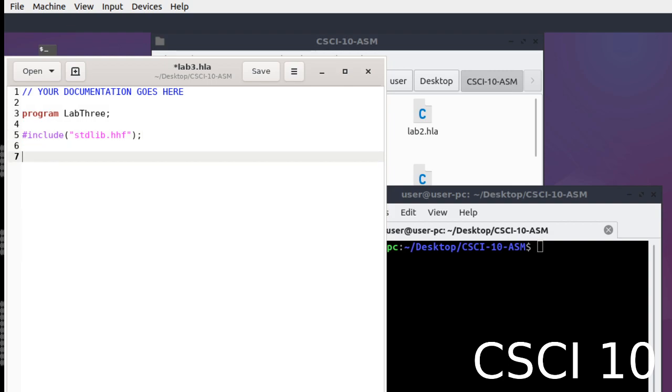Yeah, I guess that explains it. It made me save it. Even though I put .hla, it made me do an initial save before it actually switched over to HLA mode. 3.